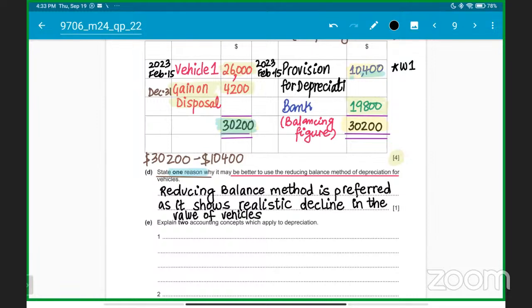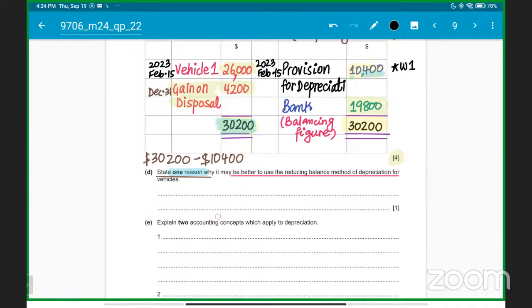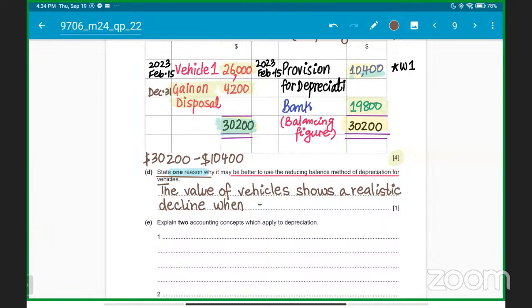You can also write it so that the whole answer comes in one line: the value of the asset, the value of the vehicle shows a realistic decline when you use the reducing balance method, shows a realistic decline when the reducing balance method is used. Okay, you can write it in full like that.